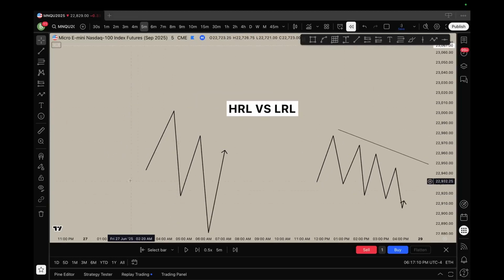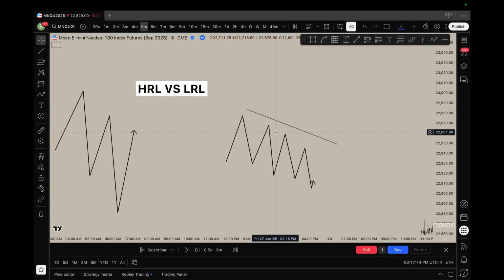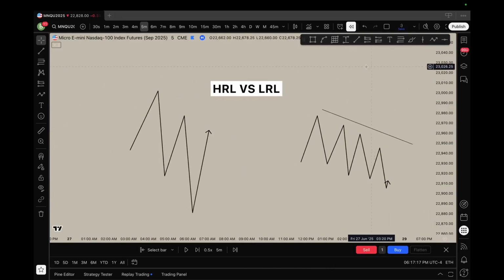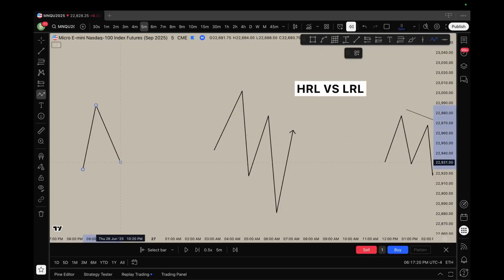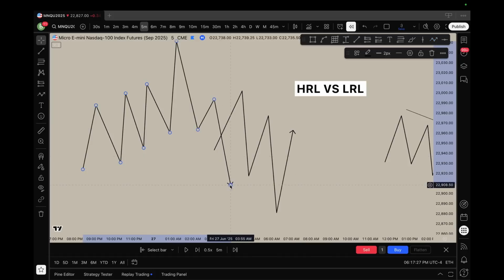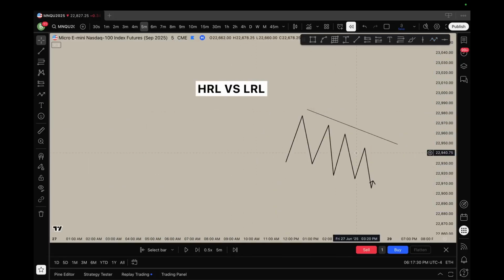All right, high resistance liquidity at the lows, low resistance liquidity at the highs. That is what you want to see if you're bullish. And if you're bearish, you want to see the opposite: high resistance liquidity happening at the highs, and low resistance liquidity happening at the lows. And that's that. A very, very simple way to look at the market in general and give you your bias.